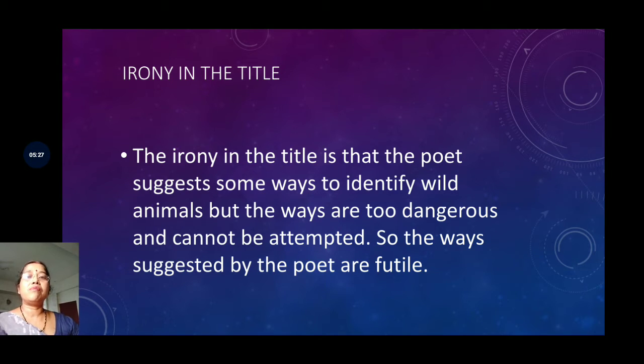For example, the Bengal tiger has been called a noble wild beast. Now, noble and wild, it is an example of oxymoron also, that noble and wild, these two terms are going side by side, they are opposite to each other. So a wild beast cannot be noble at all. Okay, so this is the irony that the poet has mentioned in the second paragraph.